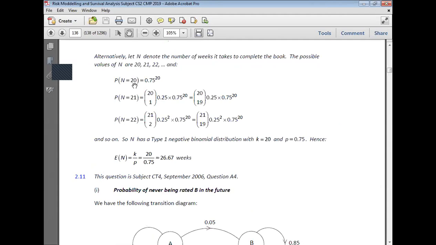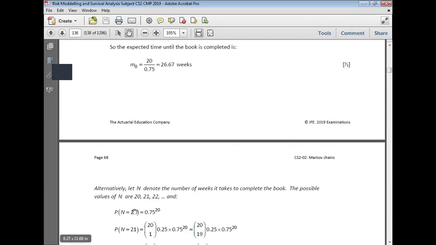And you clearly see the pattern here, and you see that this has the type of a negative binomial distribution, where your K is 20 and your P is 0.75. So you just take its expectation and you get the expected number of weeks that you will have.